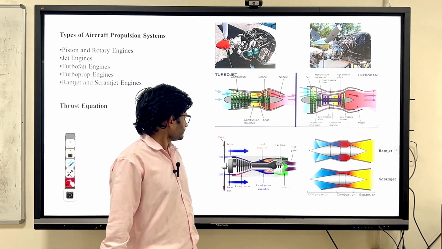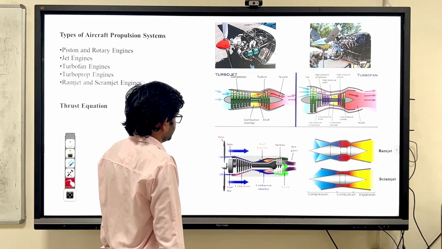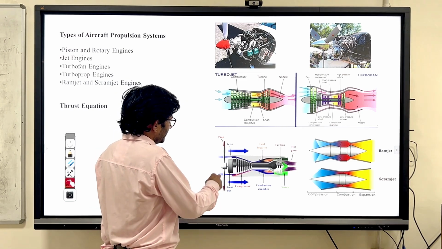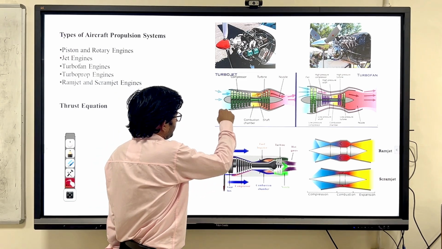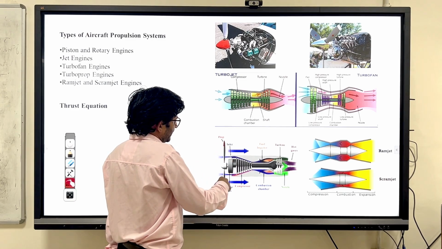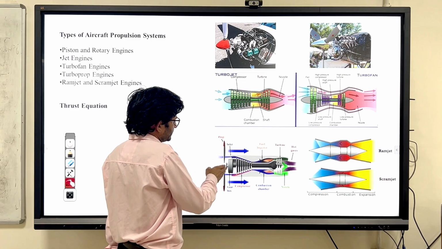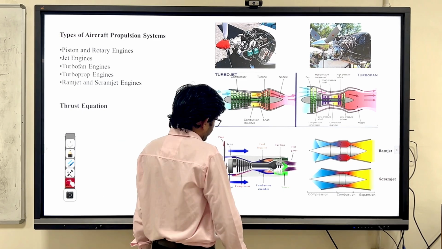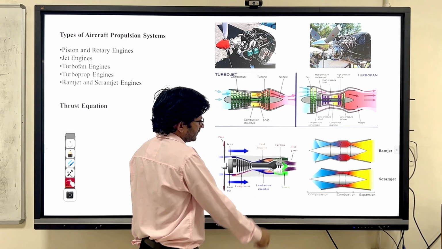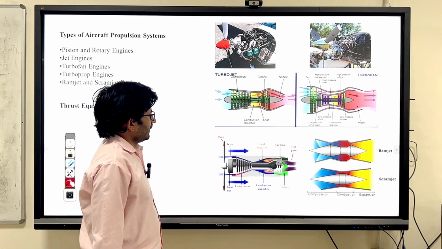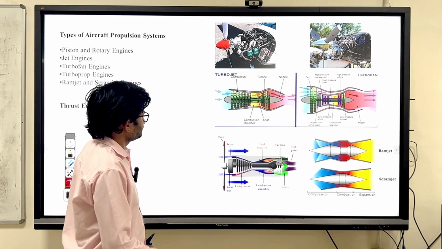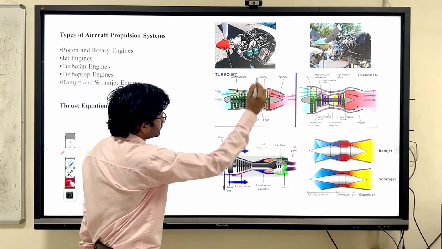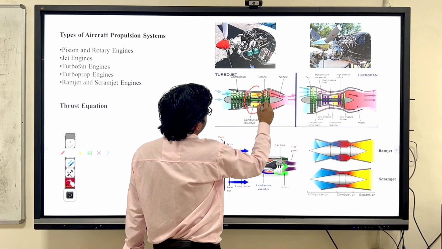engine. Okay, and now there is the turboprop engine, where instead of a fan you put the prop here, and the prop will produce the thrust, similar to the compressor, combustion chamber and nozzle. Okay, you may notice here this part, the combustion part, this part.